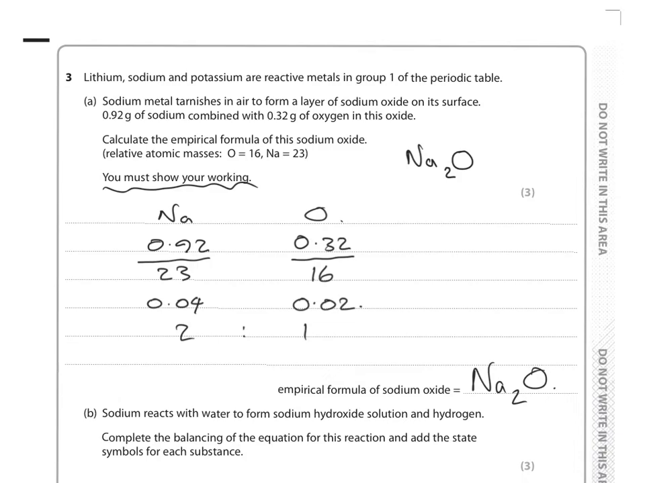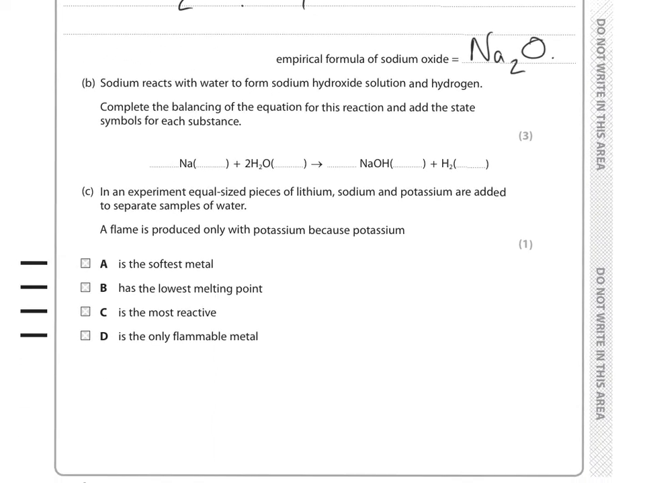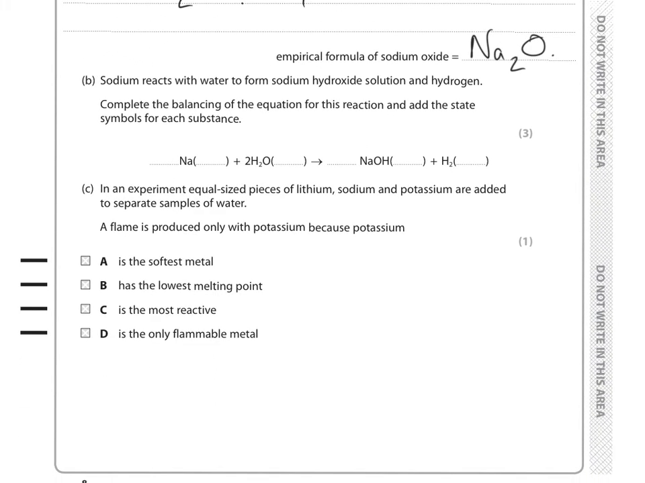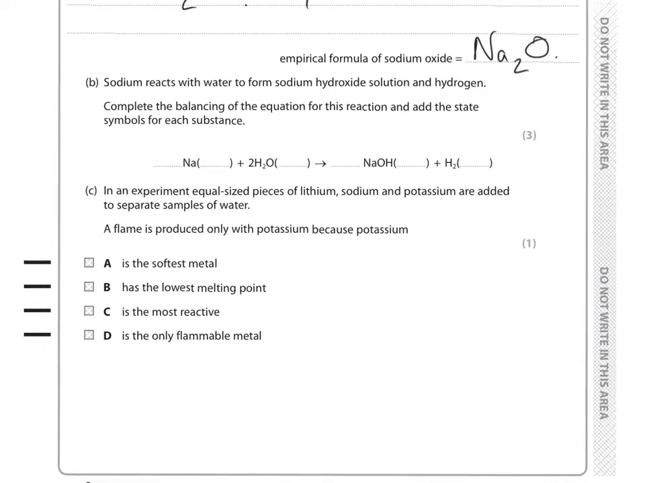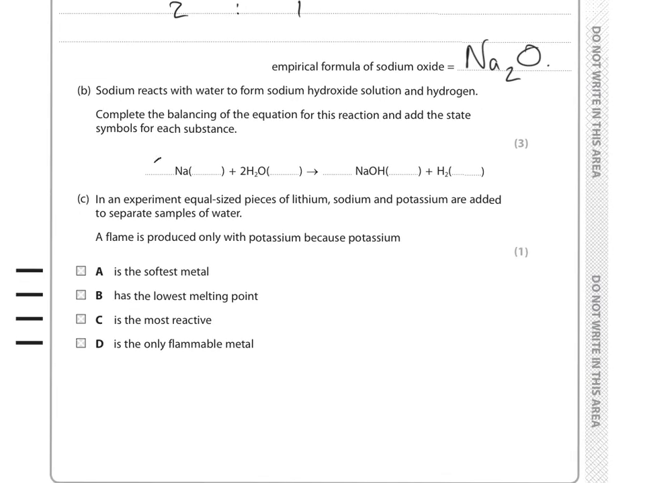Part B, sodium reacts with water to form sodium hydroxide and hydrogen. Complete the balancing of the equation for this reaction and add the state symbols for each substance. Well, the first thing is balancing, I guess, and it's 2 lots of sodium. 2 lots of sodium react with 2 lots of water to give 2 lots of sodium hydroxide and 1 lot of hydrogen. That's the only way that you can balance it.